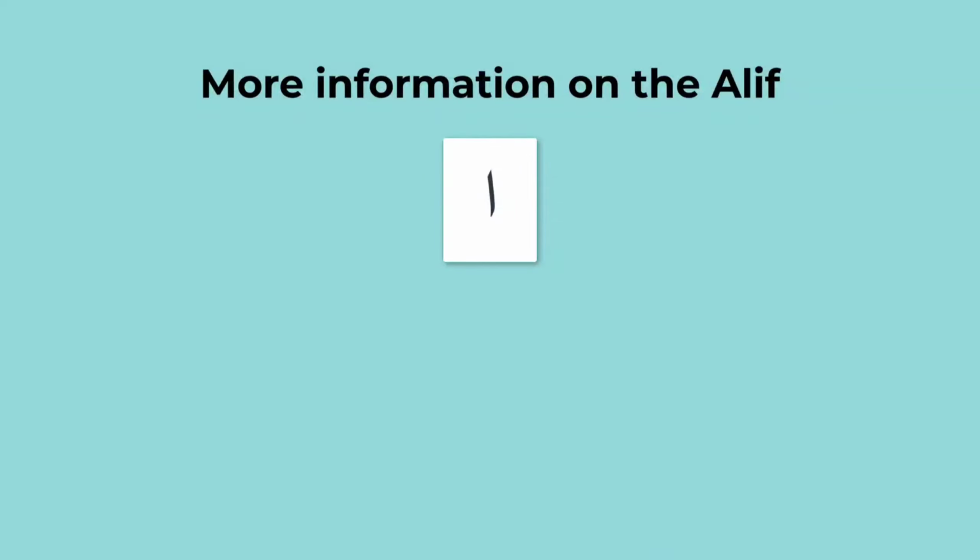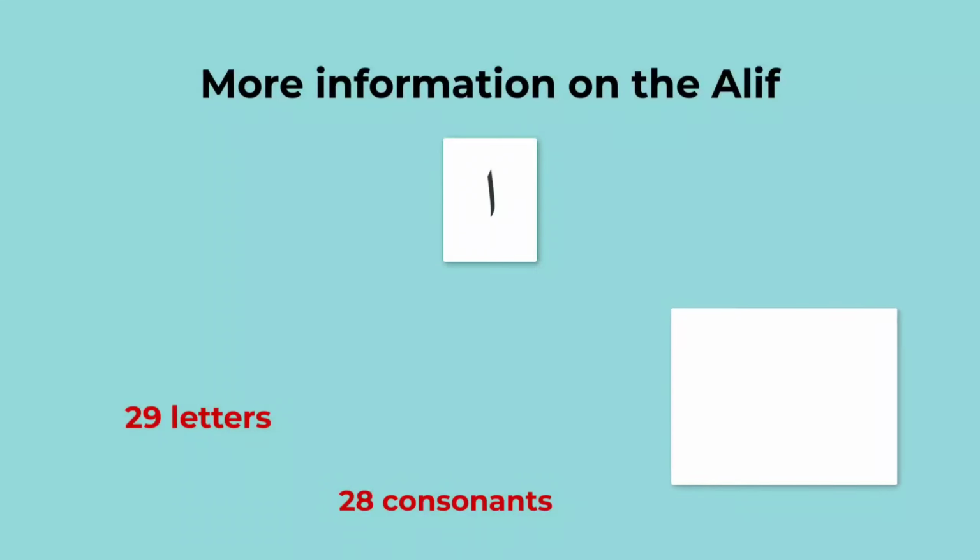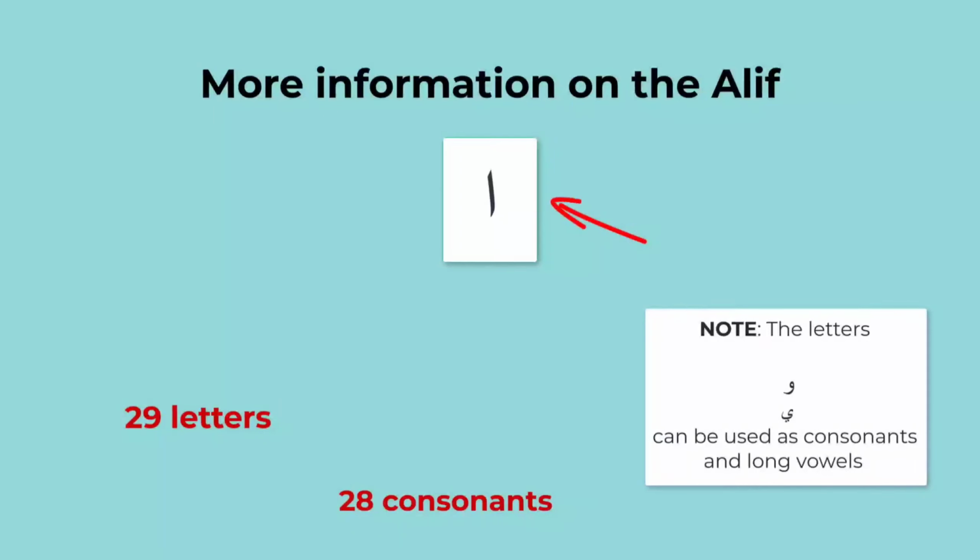Okay, alif is used for elongation. Okay, brothers and sisters, and as we said, there are 29 letters of alphabet, out of which 28 are consonants, and alif has no speech sound. When you say a, it is the sound of Hamza.